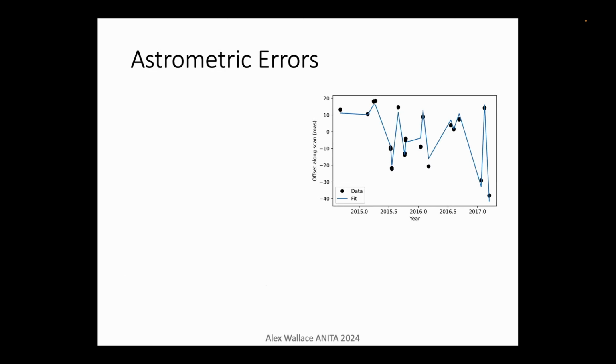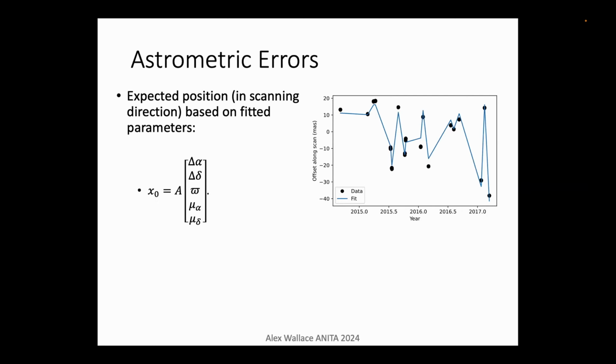So now we get into the realm of astrometric errors. So we take that simulated track. We've got a parallax, proper motion, and position, and we want to calculate the expected position along the scan based on these fitted parameters, which is given by this matrix equation.